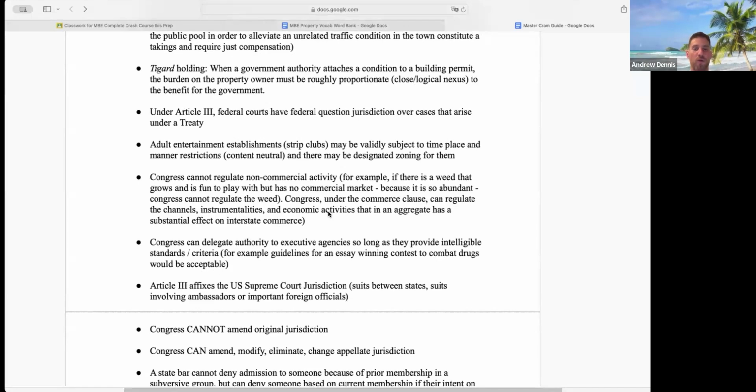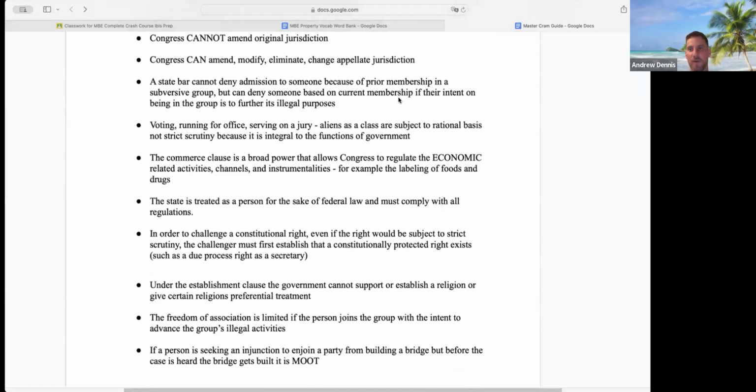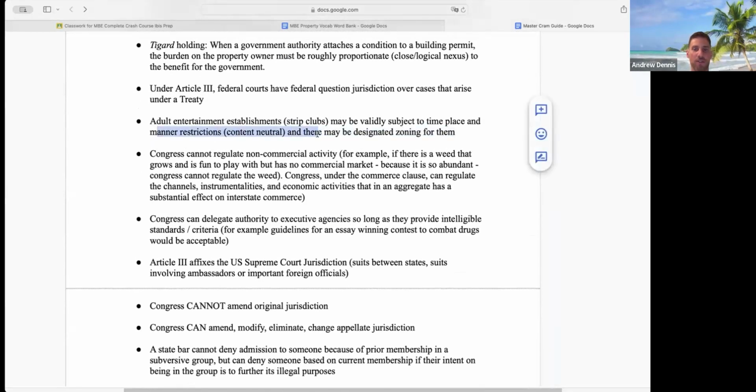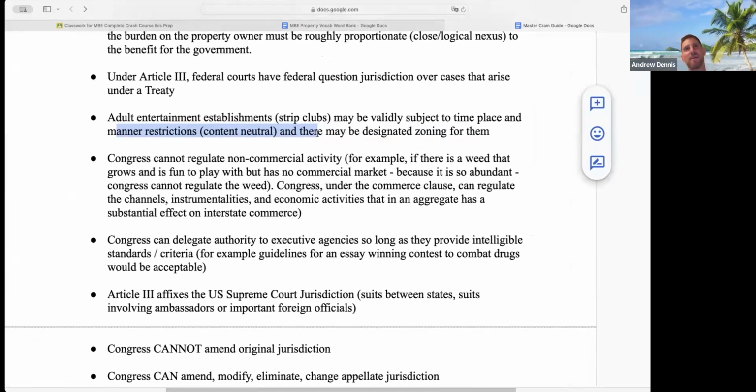Under Article 3, federal courts have federal question jurisdiction over cases that arise under a treaty, for sure. Adult entertainment establishments such as strip clubs may be validly subject to time, place, and manner restrictions, content neutral, and there may be designated zoning for them. So when I was looking for my little hotel Airbnb, I almost got a place in Ybor City, which is a great example of this. In Tampa, there's one little neighborhood called Ybor City that has all the strip clubs. They're validly regulated by zoning ordinance via time, place, and manner regulations to that part of the city.